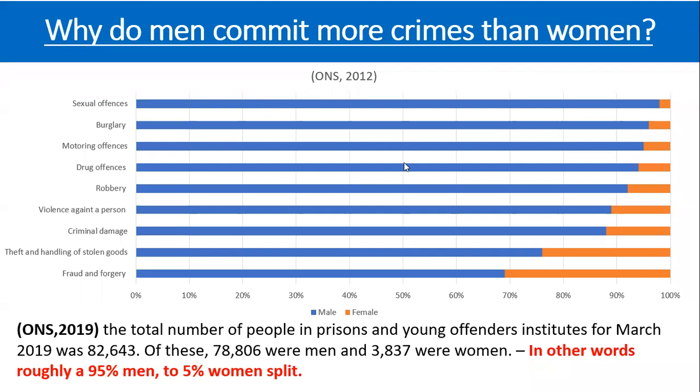Right, so just to illustrate the difference in terms of crime between men and women. According to the ONS 2019, the total number of people in prison and young offenders institutes for March 2019 was 82,643. Of these, 78,806 were men and 3,837 were women. In other words, roughly 95% of that population were men and 5% were women. So you can see there's a massive divide there.